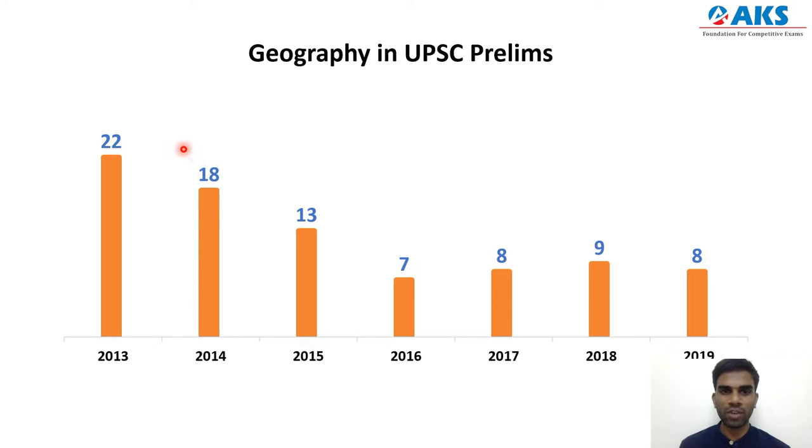This is the number of questions asked in the prelims examination from geography. If you see, in 2013 there were 22 questions asked, and in 2019 there were 8 questions asked. The number of questions asked from geography has decreased slightly from 2015, but on an average we can expect 7 to 10 questions from geography in the prelims examination.